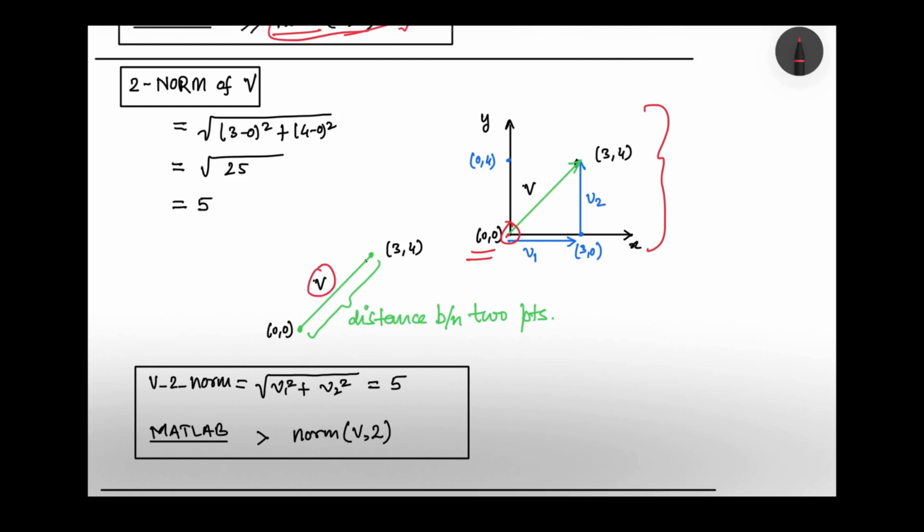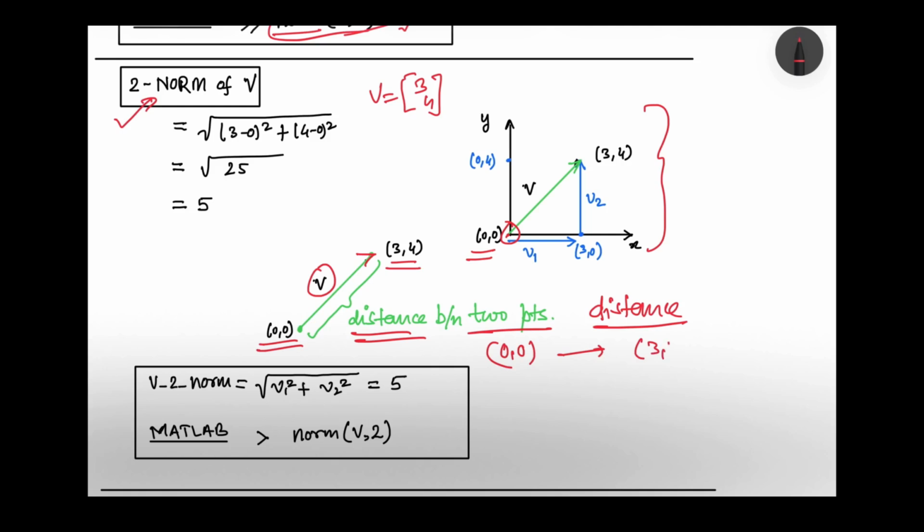So vector v is represented such that its tail is at the origin and its head is at the point whose coordinates are represented in the vector. So 3, comma 4. Okay. What the second norm is doing is finding the distance between 2 points. So one point is 0, comma 0, the origin, and the other point is 3, comma 4.